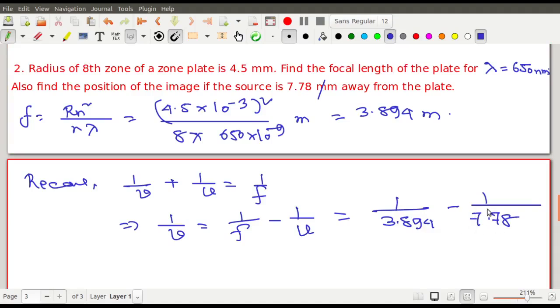If I just try to calculate this one, I guess that you will get your result from here. Just wait for a minute.